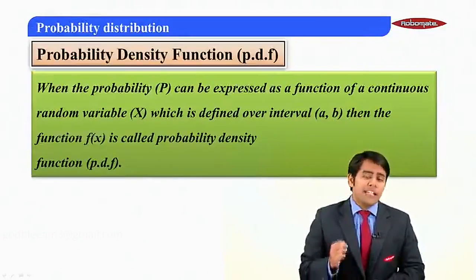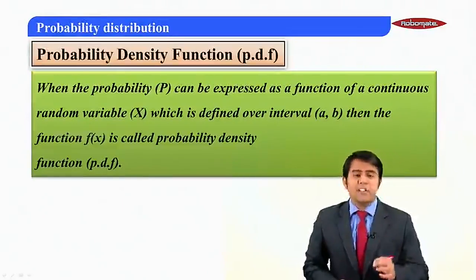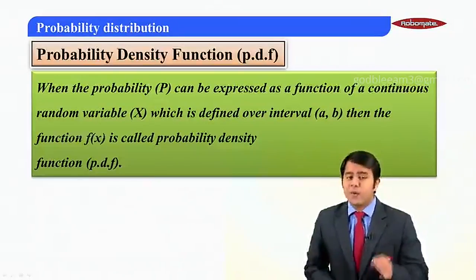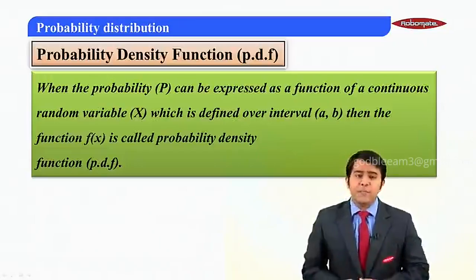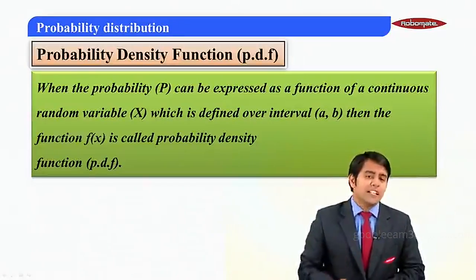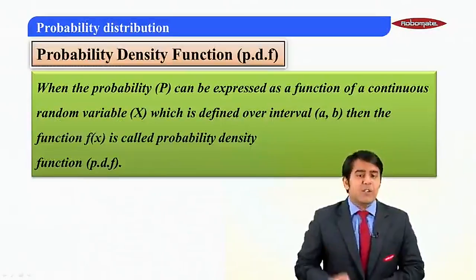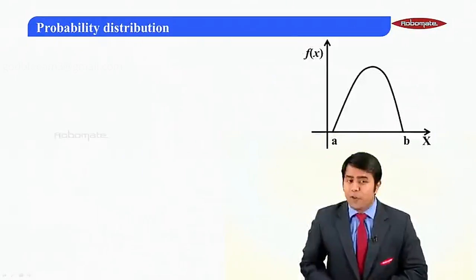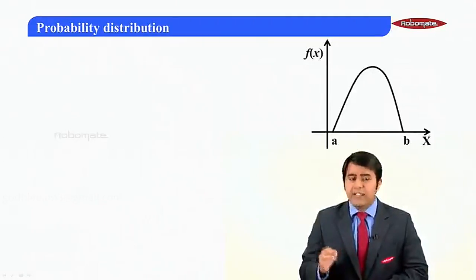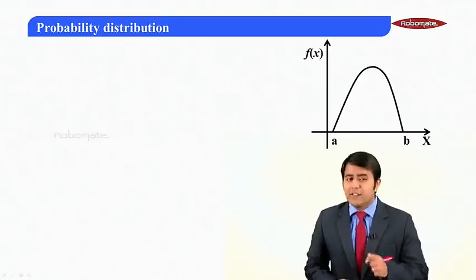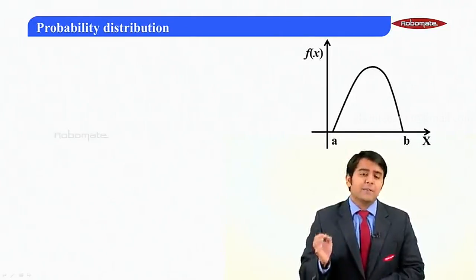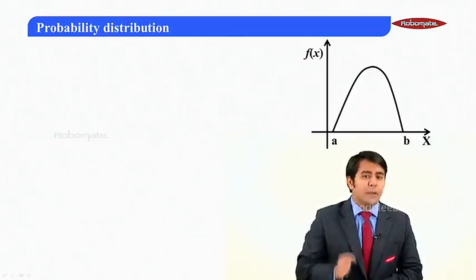When probability P can be expressed as a function of continuous random variable x which is defined over interval a to b, then the function f of x is called as probability density function. Let us try to understand this with the help of the following diagram here. Here I have plotted the values for x and f of x as follows. The curve is for the values of f of x and the curve is from the interval a to b.